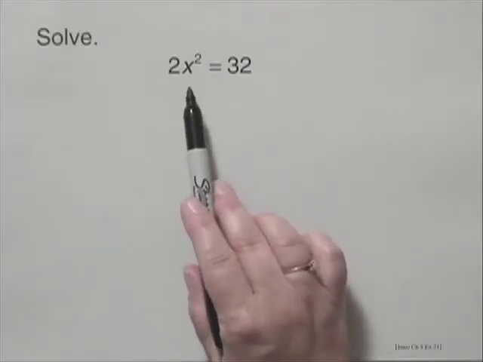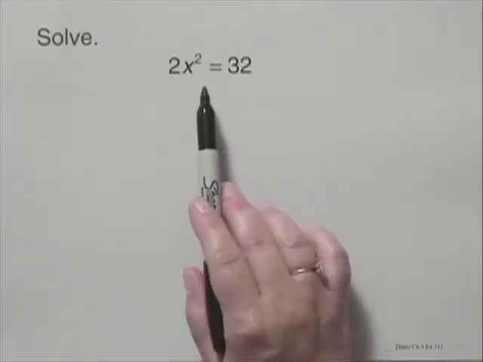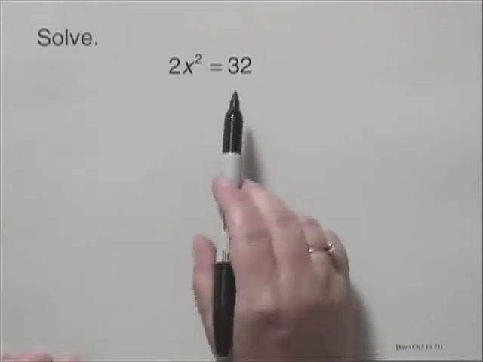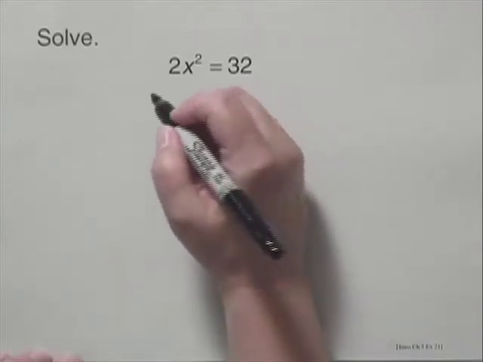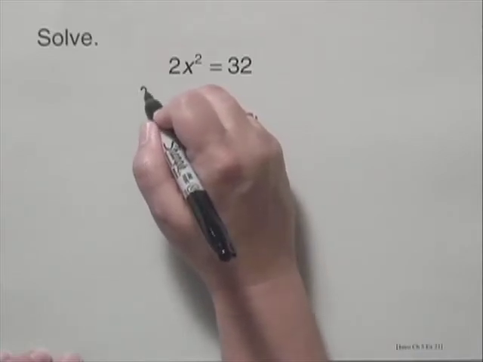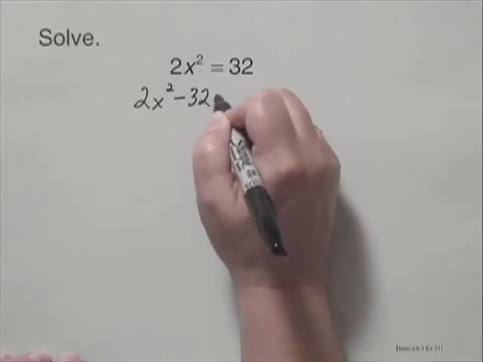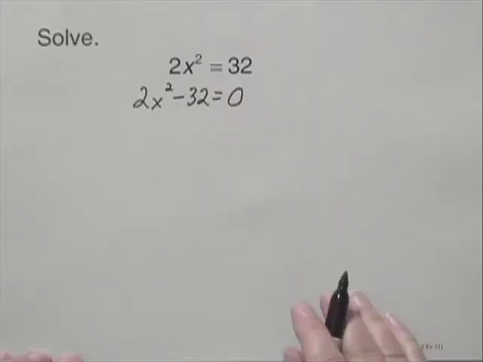Solve 2x squared equals 32. This is a quadratic equation, so we'll use the principle of zero products to solve, and we need to have a zero on one side of the equation in order to use this. So let's subtract 32 from both sides of the equation, and we have 2x squared minus 32 equals 0.